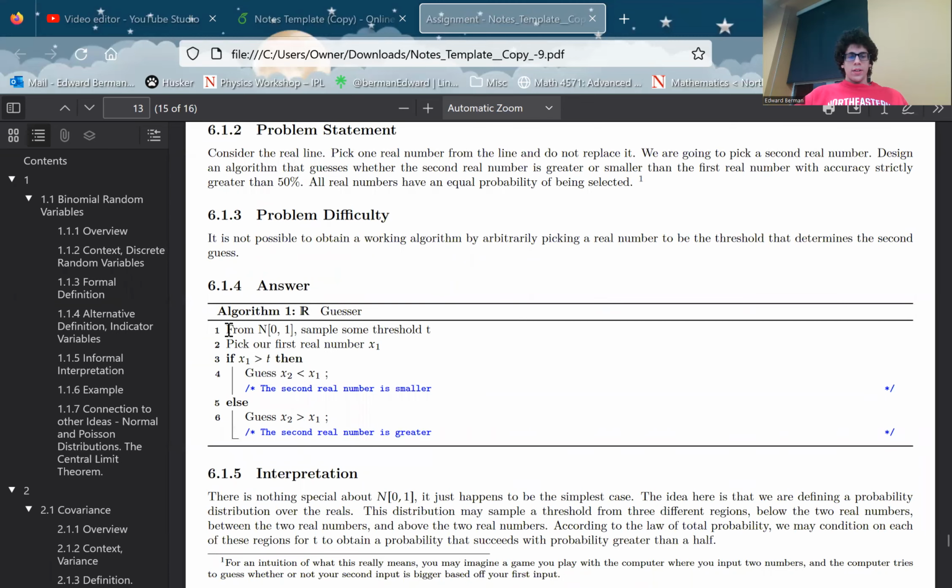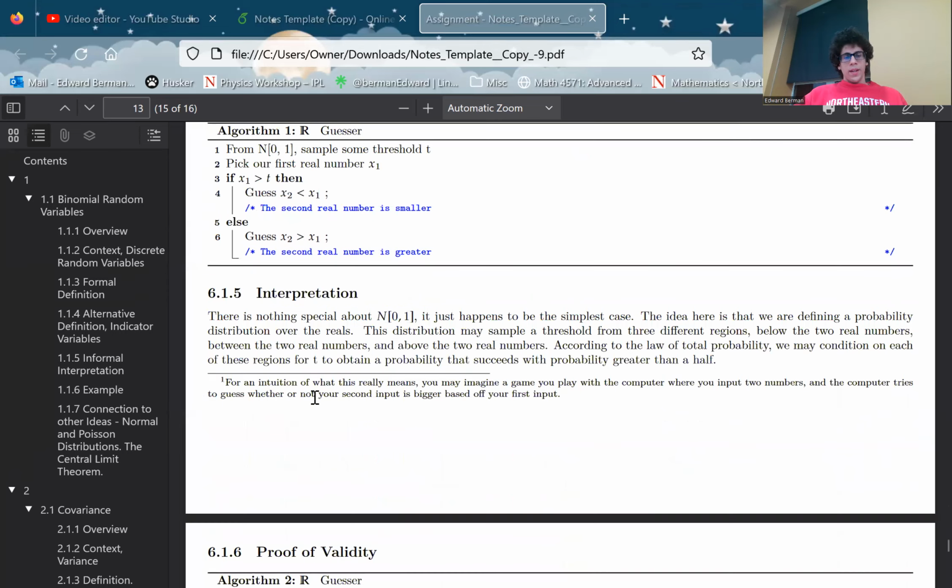The algorithm is as follows. From a normal distribution 0, 1, sample some threshold t. Pick our first real number x1. If x1 is greater than t, guess smaller, or guess that the second real number is less than x1. Otherwise, guess greater. There's nothing special about a normal distribution here. It just happens to be the simplest case.